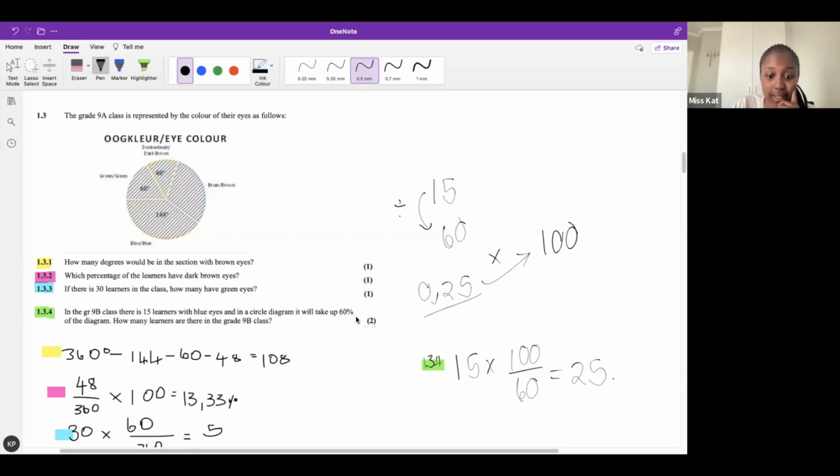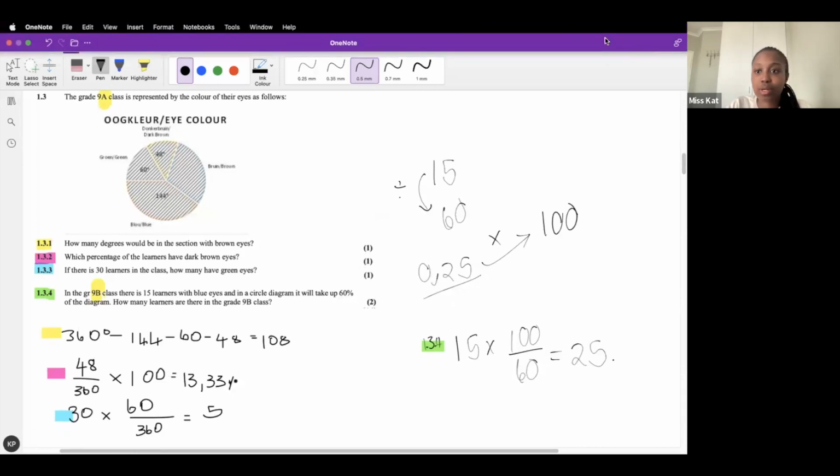Do you see? The diagram has nothing to do with the question. This diagram was representative of class 9A, and this question was for 9B. So we need to read our questions very carefully, okay? Okay, ma'am. There we go. Wonderful. Let's move on.